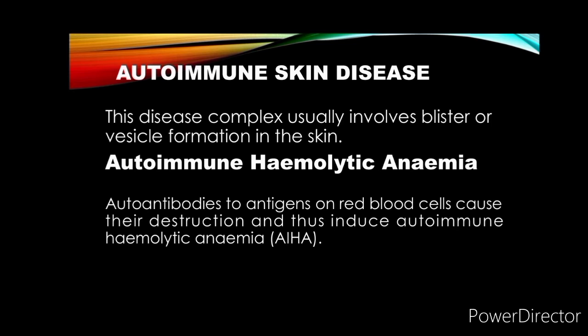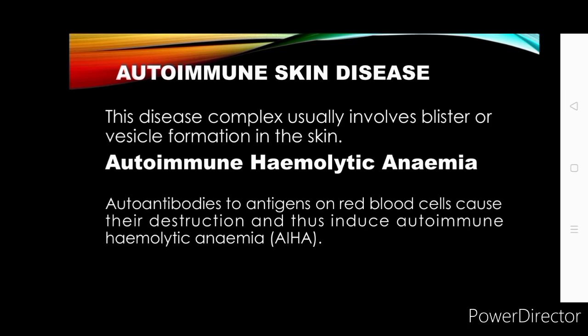Autoimmune skin disease. This disease complex usually involves blister or vesicle formation in the skin. The complex consists of 4 rare skin diseases that have been described in humans, dogs, horses, and cats: Pemphigus vulgaris, Pemphigus vegetans, Pemphigus foliaceus, and Pemphigus erythematosus.